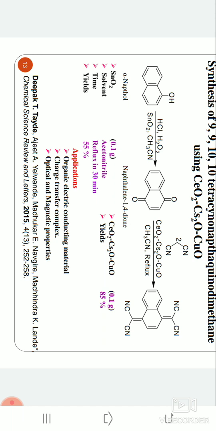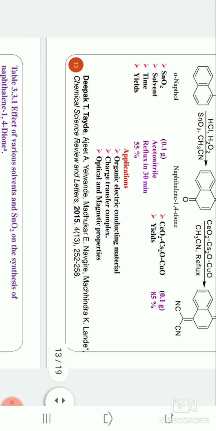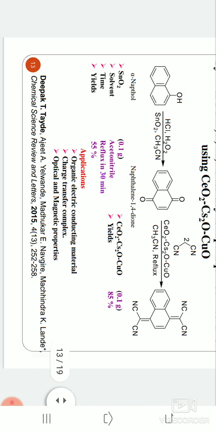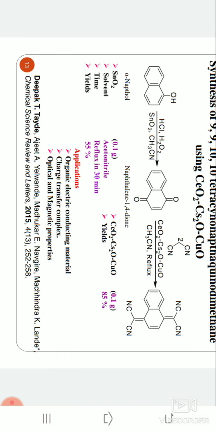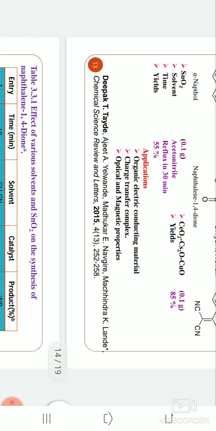After obtaining the intermediate, we react it with 2 moles of malononitrile in the presence of the ternary mixture of our mixed metal oxide, using acetonitrile as a solvent, and reflux this mixture to get the final product with 85% yield. The application of this final product is as an organic electronic conducting material, charge transfer complex, and for optical and magnetic properties.